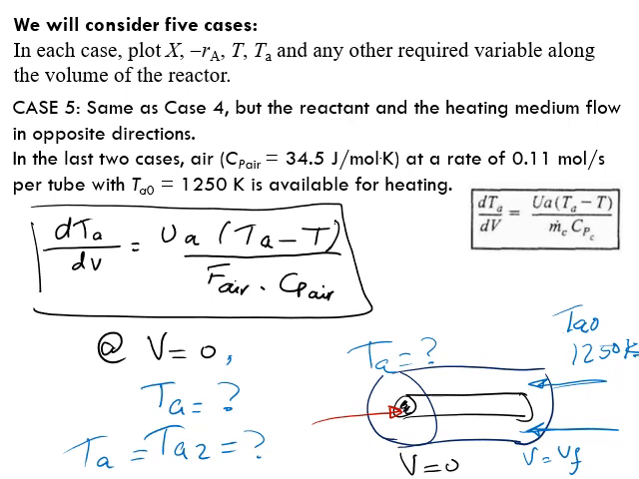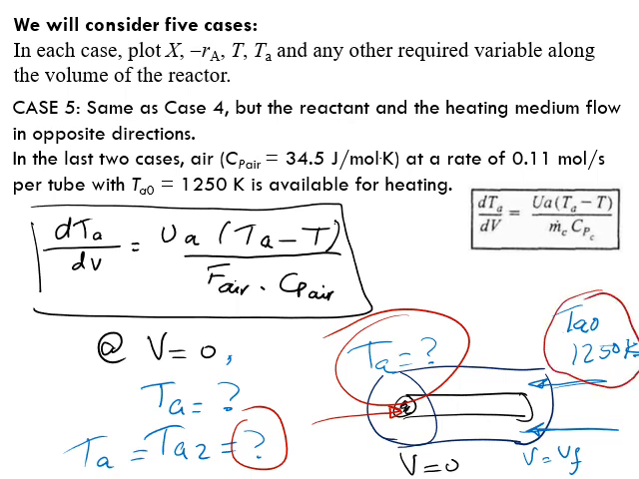What has engineering taught you in this situation? To give up, not to do anything, or to do some trial and error, right? So we can do trial and error. We can guess the value of T_A here, and then check the value of T_A at the reactor exit. Of course, it should be 1250, if my guess was correct. So let's do that.